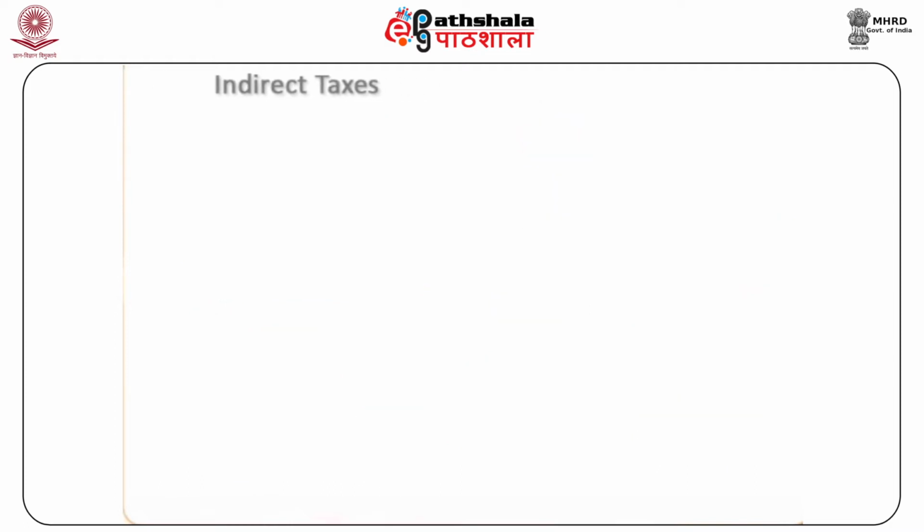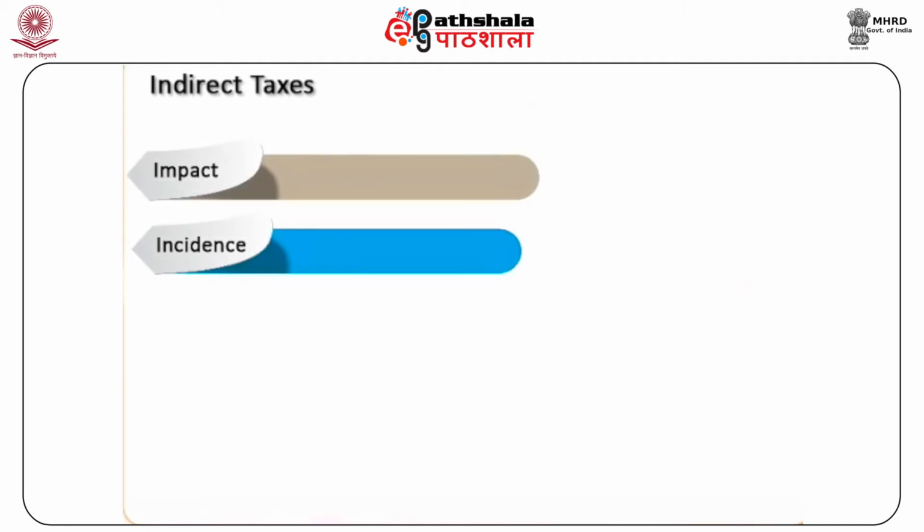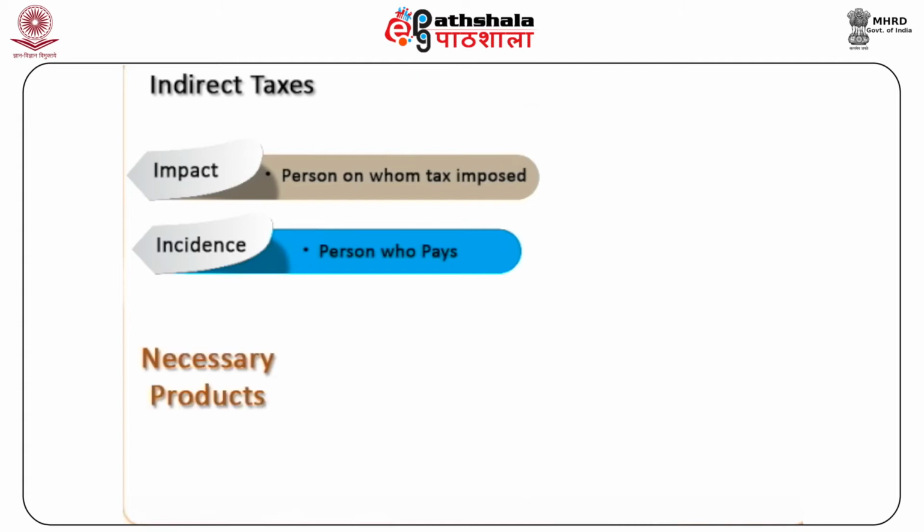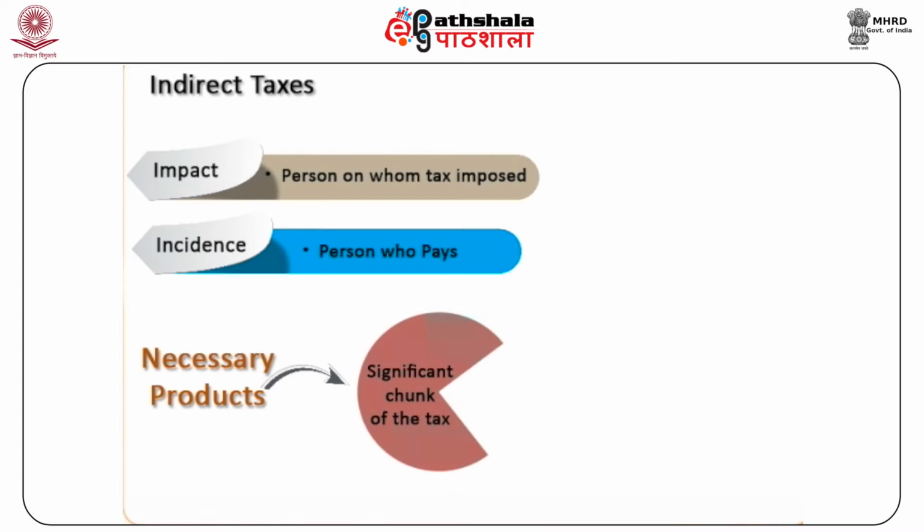Indirect taxes are imposed on commodities and services. The impact and incidence of indirect taxes falls on different entities. The person on whom the tax is imposed bears the impact, while the person who ultimately pays it bears the incidence. To what extent the burden can be shifted depends on the degree of demand for that product. In the case of necessary products or essential commodities for which the common consumers have almost no substitute, a significant chunk of the tax can be incorporated in the final price of the product.